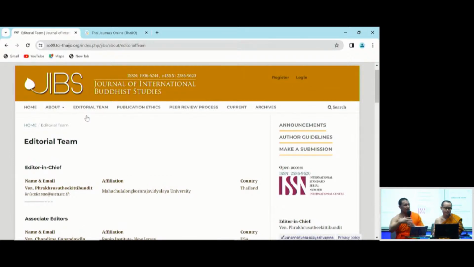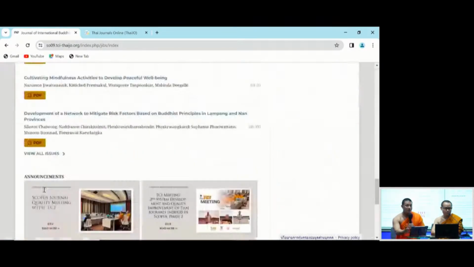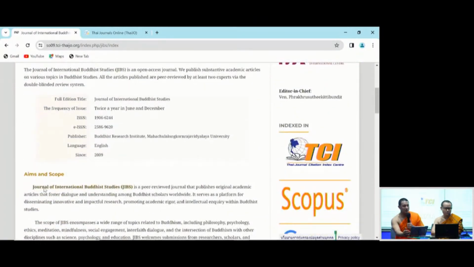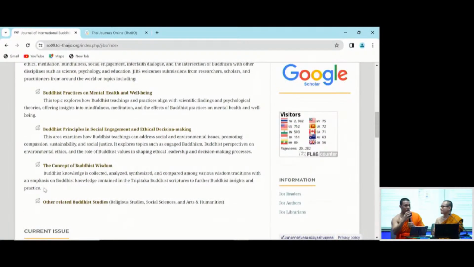So he'll also tell, as a peer reviewer and as an assistant editor, what do we look for? What do you have to focus on when you write to publish a paper in JIPS? Yeah. So as he just mentioned, it's about Buddhist practices and mental health and well-being. It's about Buddhist principles in social engagement and ethical decision-making, the concept of Buddhist wisdom and other related Buddhist studies. So at least it's related to Buddhism, the concept of Buddhism or any religion. Philosophy is also acceptable. Then you can definitely submit your manuscript to JIPS.